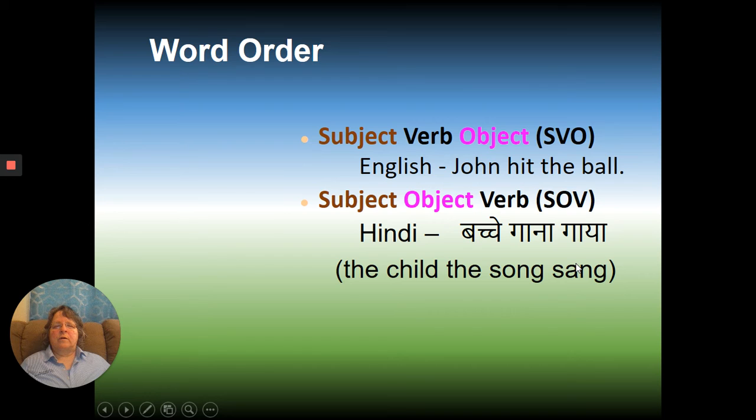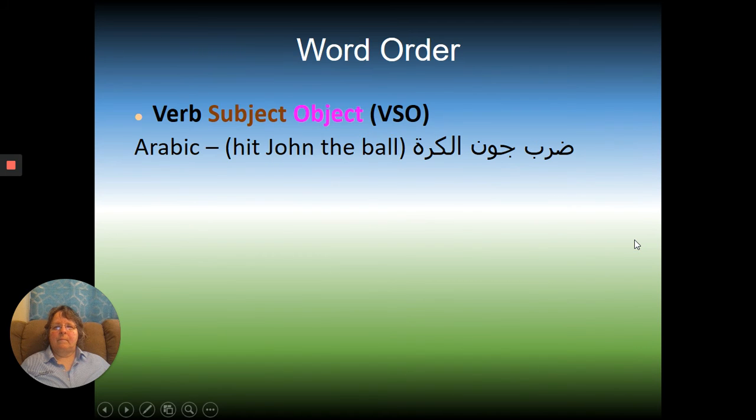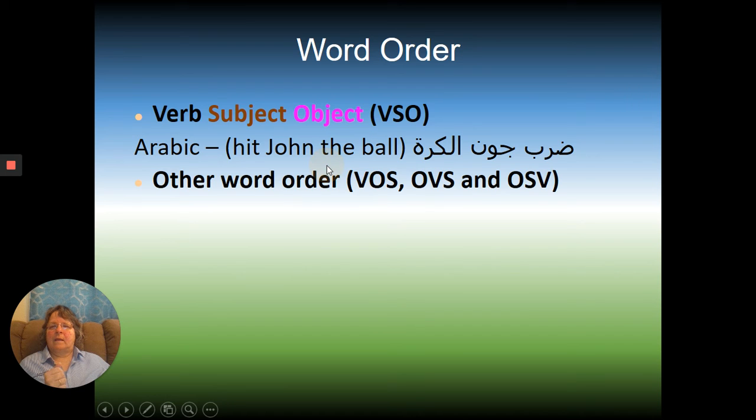So the order in Hindi is the child, the song, sang. In Arabic, it's verb, subject, object. So the verb goes at the beginning, then the subject and object: hit John the ball. In this case, the English meaning is John hit the ball, but in Arabic, this is how it would be written. We have other word orders: verb, object, subject; object, verb, subject. Every permutation of those three is found in different languages around the world.